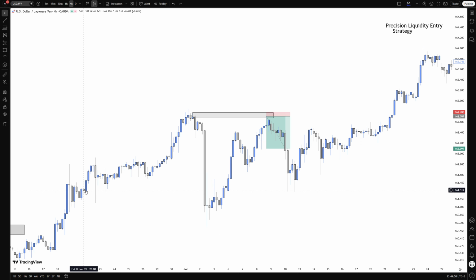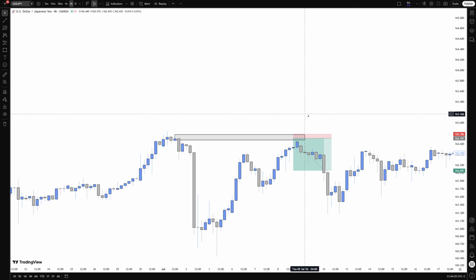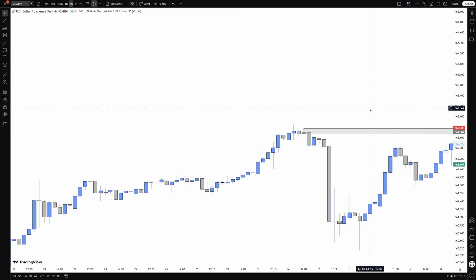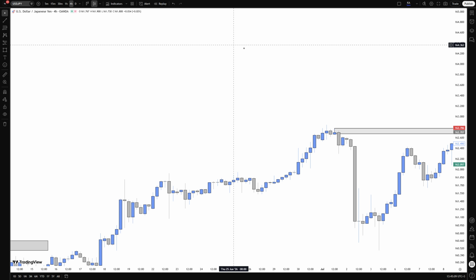So step two, find the origin candle. Since we have opened the 4-hour chart and found the swing right here, we then find the origin candle in the 4-hour chart.